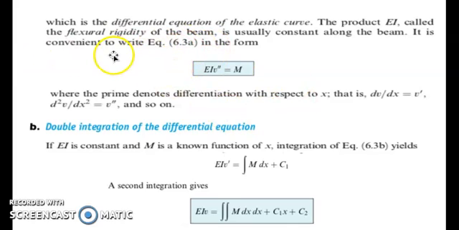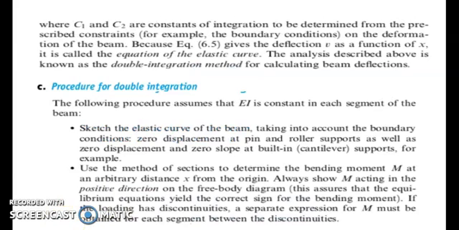So we can have this equation, EI v double prime is equal to M, where dv over dx is v prime and d squared v over dx squared is v double prime. For the double integration of the differential equation, EI v prime is equal to the integral of M dx plus c sub 1, and the second integration gives us EI v equal to the double integral of M dx plus c sub 1 x plus c sub 2. c sub 1 and c sub 2 are constants of integration that are to be determined from the prescribed constraints.